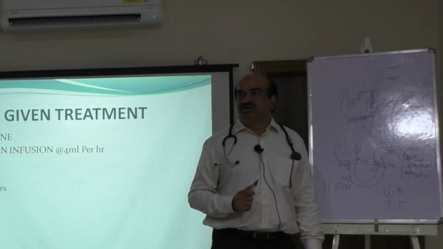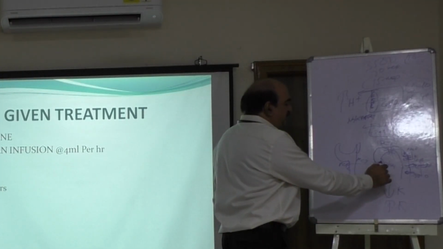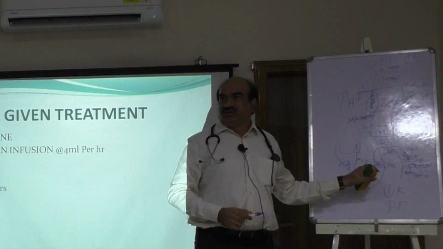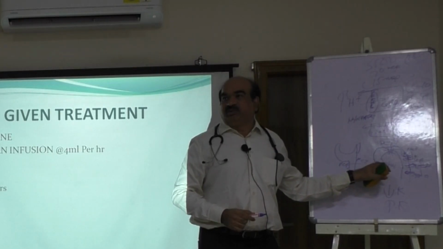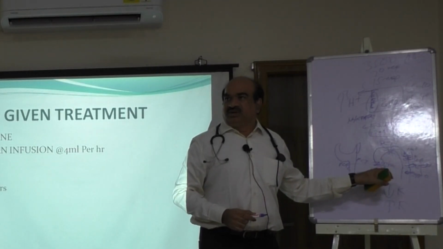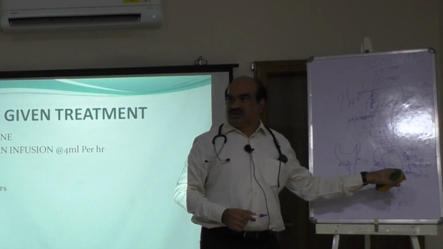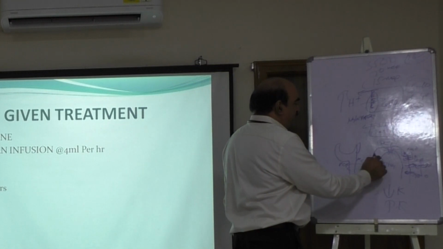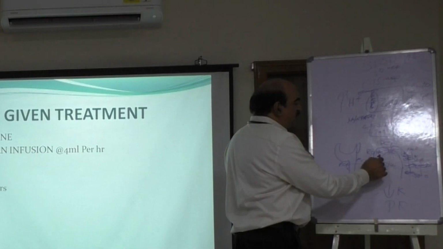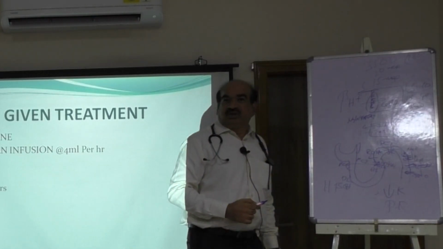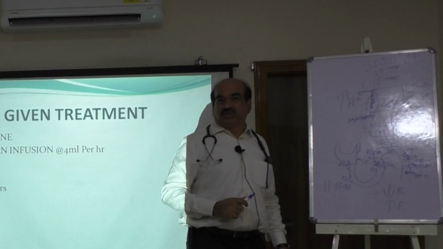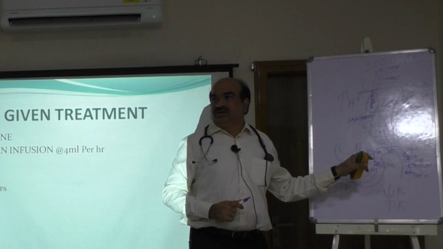What is the underlying mechanism? In the thick ascending limb, the channel is the NKCC2 channel: sodium absorption, potassium absorption, and chloride absorption. The other channels are called ROMK channels. ROMK is the renal outer medullary potassium channel. They cause potassium secretion into the lumen.